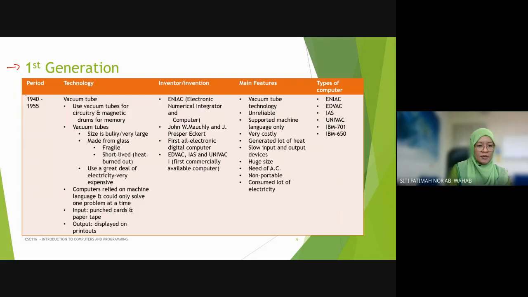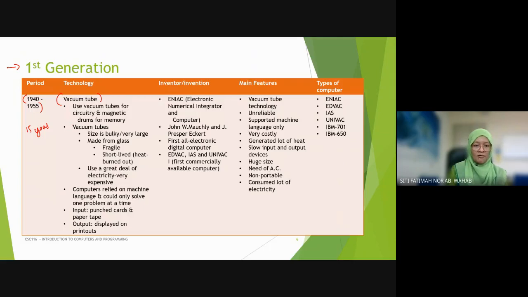And then, okay, next we move to the first generation. The period is from 1940 until 1955, okay, 15 years. So the technology used in the first generation is the vacuum tube. They use the vacuum tube for circuitry and magnetic drums for memory.